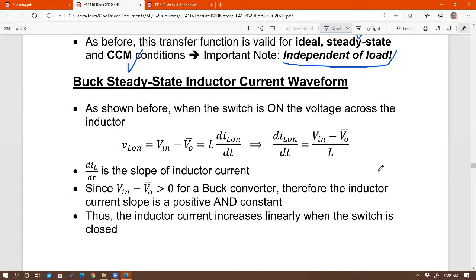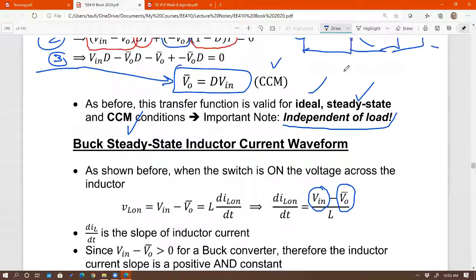And now we know the magnitude of the output voltage with respect to the input voltage, right? This is a buck converter. I forgot to mention here that the transfer function is V out equals D times V in. The value of D is between 0 and 1, isn't it? So therefore, the best you can get is V out equal to V in, ideally.